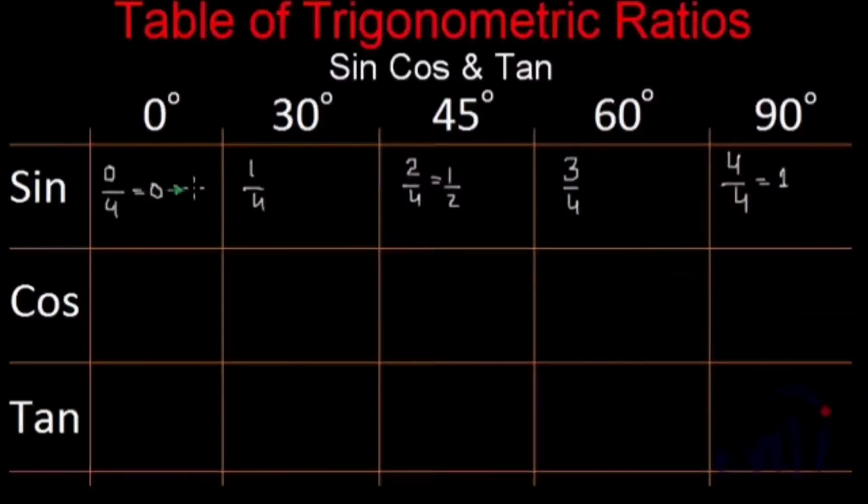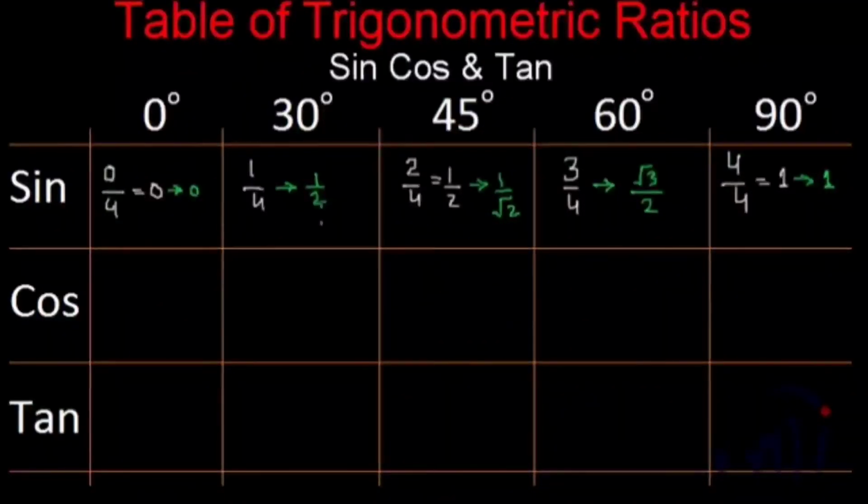So under root 0 is equal to 0, therefore sin 0 is equal to 0. Square root of 1 by 4 is 1 by 2. Square root of 1 by 2 is 1 upon under root 2. Similarly, square root of 3 by 4 is equal to under root 3 by 2. And square root of 1 is equal to 1.